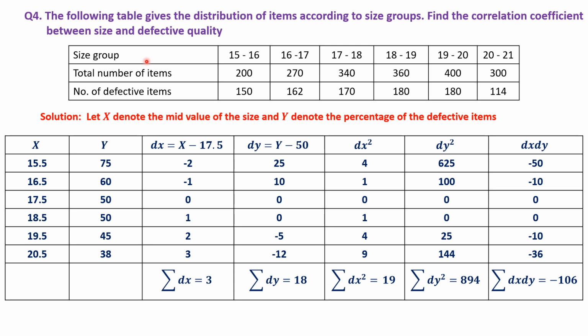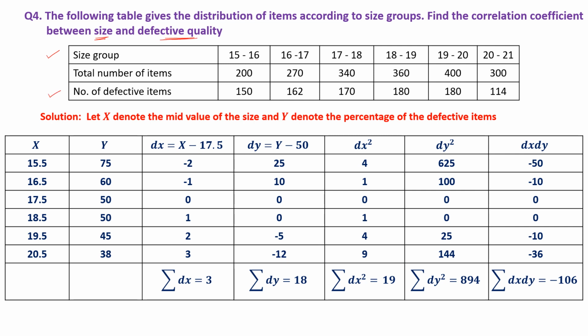A size group is given, that is, the items are varying from 15 to 16, whatever the units are, 16 to 17, 17 to 18, so they are given in class intervals. And we see that the total number of items in the size group of 15 to 16 is 200, out of which there are 150 items which are defective. Similarly, in the size group of 16 to 17, out of 270 items, we have 162 items that are defective. So this is how we read this table. Now we are asked to find the correlation coefficient between the size, that is this row, and the defective quality, so the number of defectives.